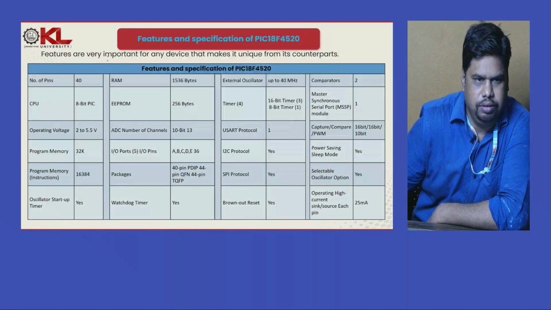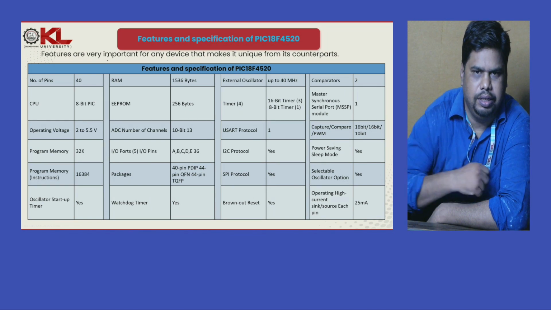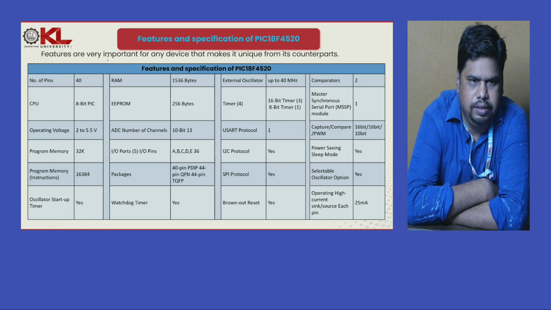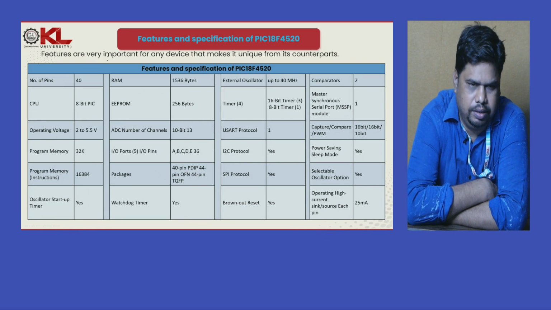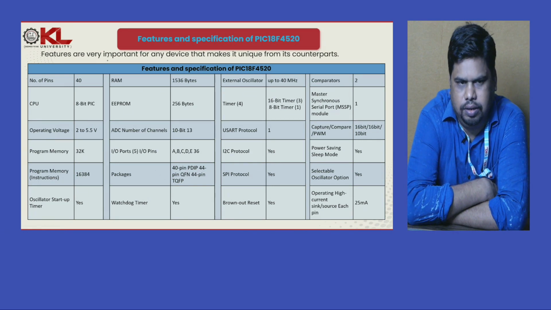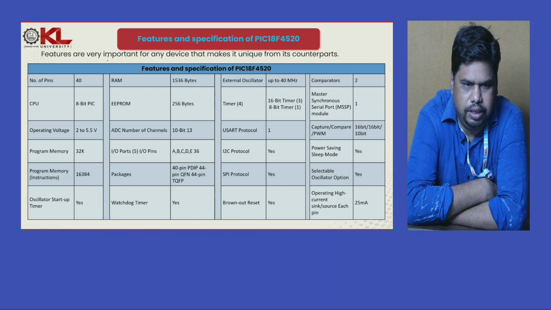So in short, you can see that the number of pins in PIC 18F452 is 40. Its CPU is an 8-bit processor. Its operating voltage, you can see, is 5.5 volt. The program memory is 32 kilobytes, and the program memory instructions number 16384. Oscillator startup timer is available. RAM size is 1536 bytes.